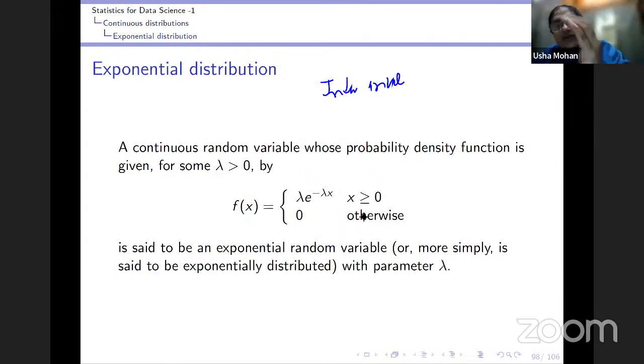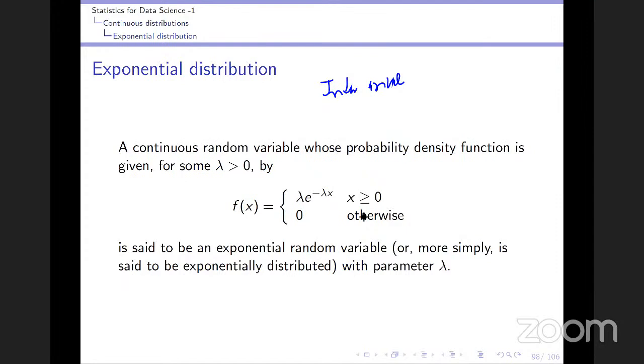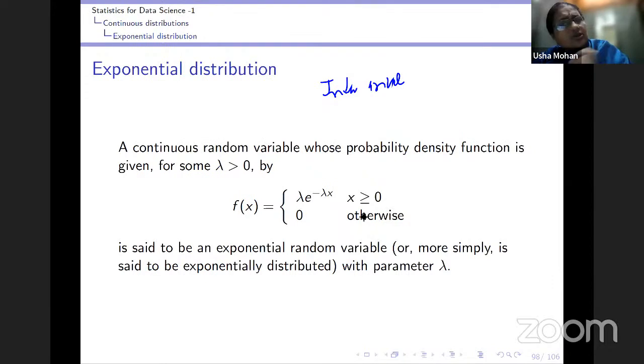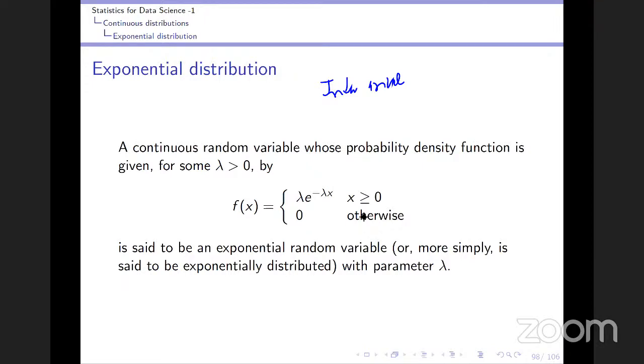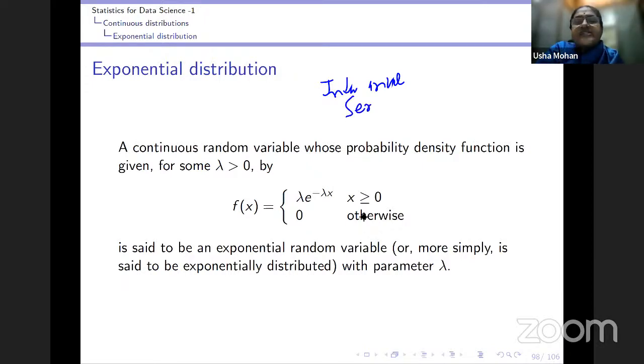Similarly, if you go to a bank, you have a bank officer or a teller who is serving you. Does that person take the same amount of time for all the customers or is it different? Different. A doctor who is consulting with patients, does the doctor take the same amount of time for every person? No, it could be different. Typically, these are what we refer to as service times. And one very popular distribution to model inter-arrival times or service times is the exponential distribution.